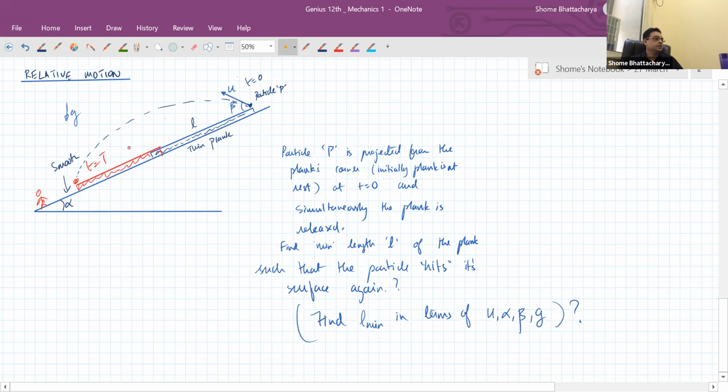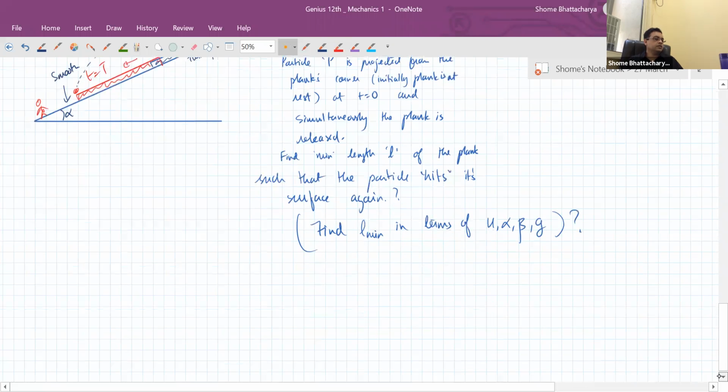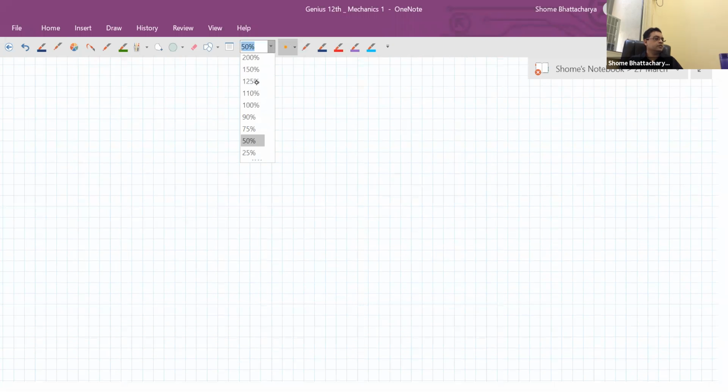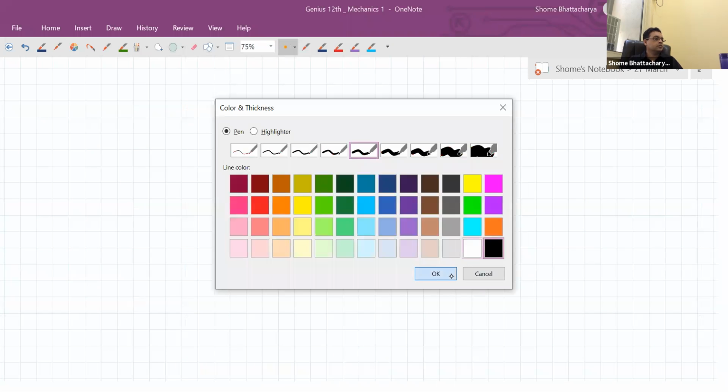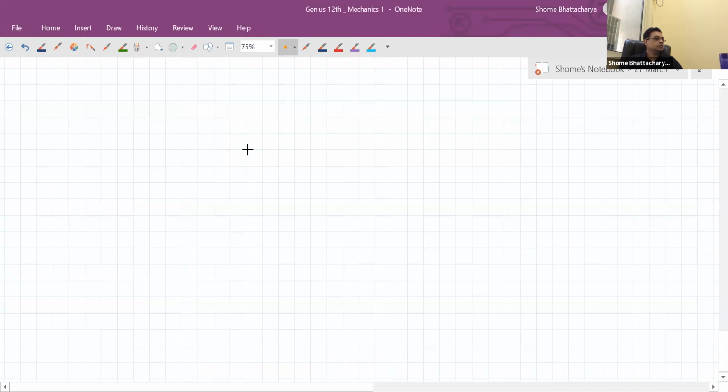So remember, this will be accelerating at g sine alpha like this. Whereas the particle during its motion will be having an acceleration of g vertically downwards. But the easy way to solve this would be if you are in the plank's frame. So first of all, you take this as your x-axis and take this as your y-axis.